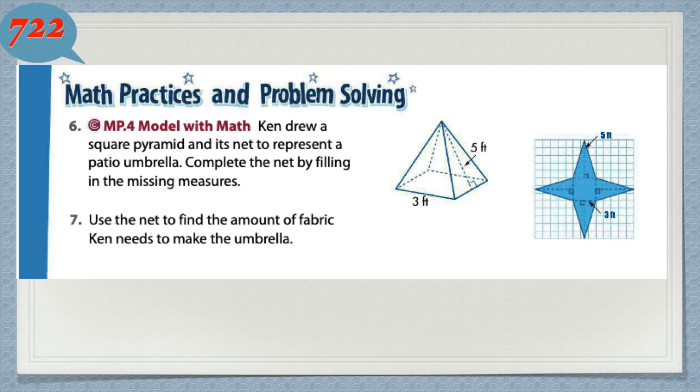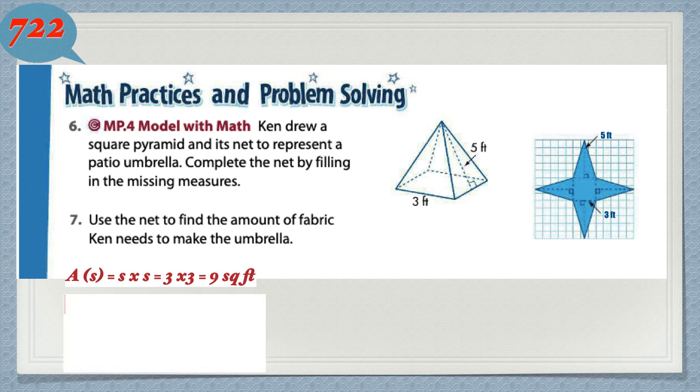Number 7. Use the net to find the amount of fabric Ken needs to make the umbrella. So, in finding the surface area of the square pyramid again, we are going to find first the area of the square base. So again, the area of the square base is equal to side times side. So since it is 3 feet, multiply it again by 3. That is equal to 9 square feet for the area of the square base.